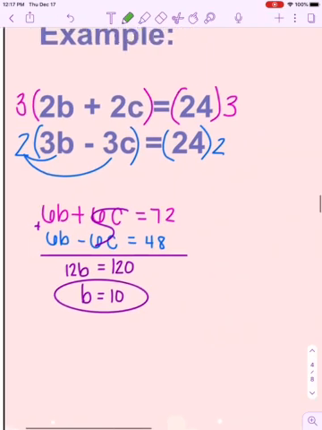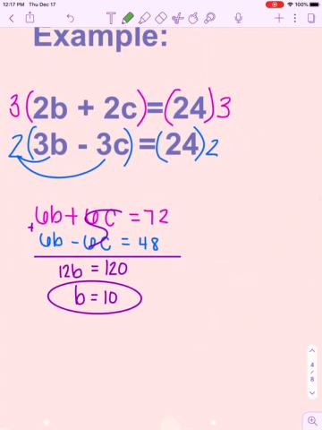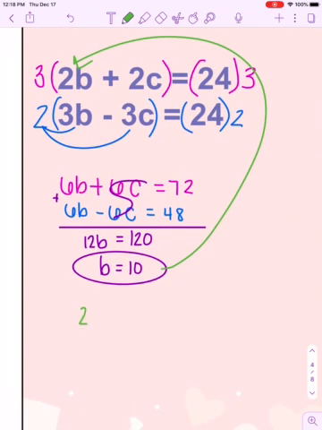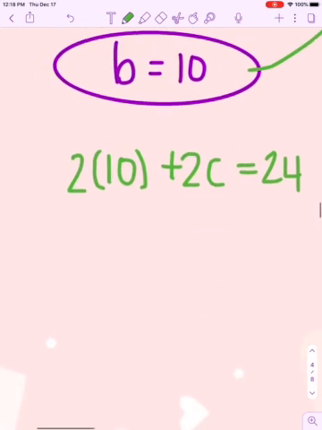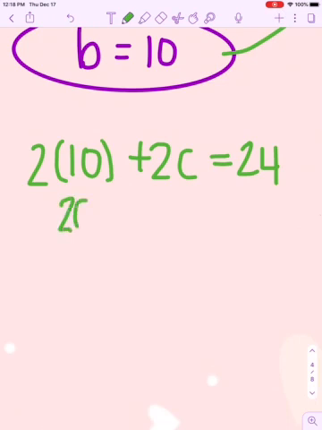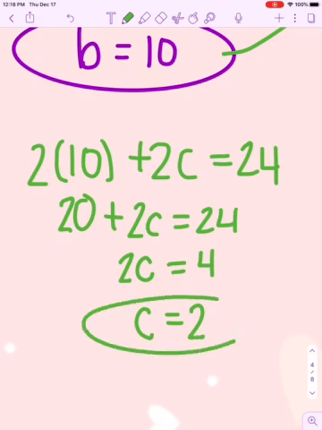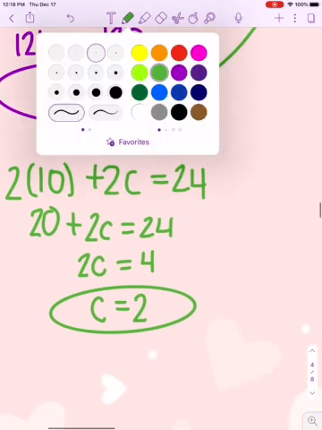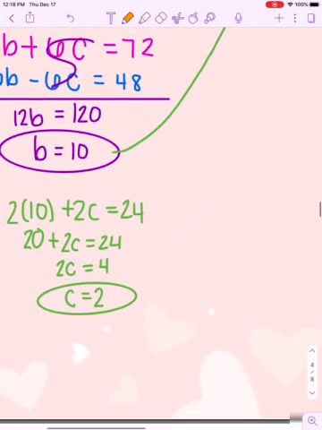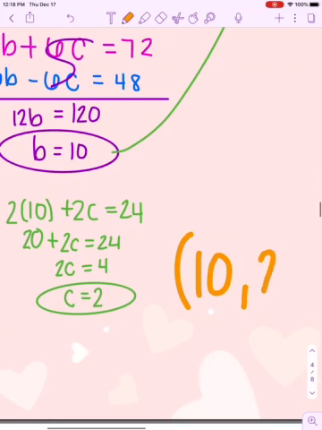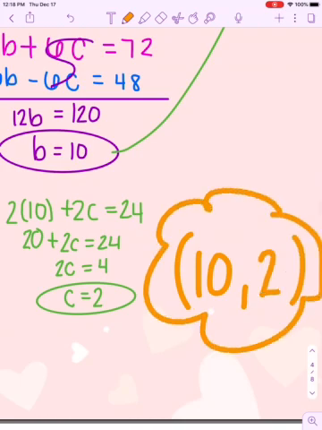We are still doing the same thing we were before, so you need to plug that back in to find c. You can do it in either one. I'm going to plug it into the top one. So 2, we now know b is 10, plus 2c equals 24. Plug it into the original because the numbers are smaller. So 2 times 10 is 20, plus 2c equals 24. Subtract the 20 over and get 2c is 4. Divide and get that c is 2. Since they're not x and y, they just have to go in alphabetical order. So b comes before c. So my final answer is 10, 2.